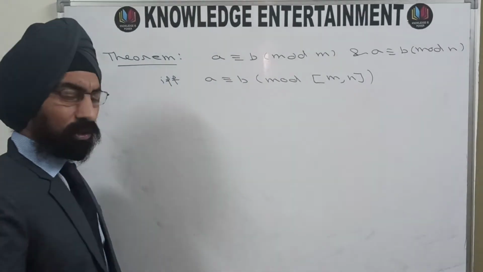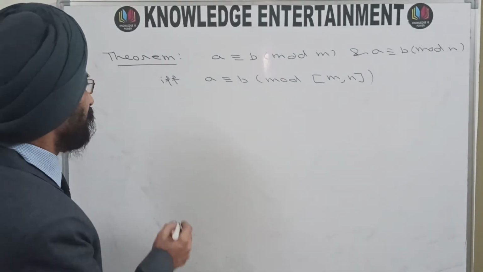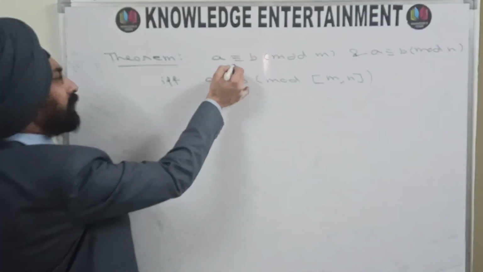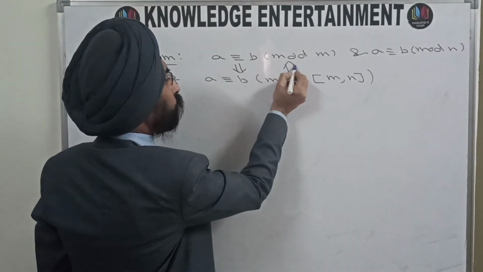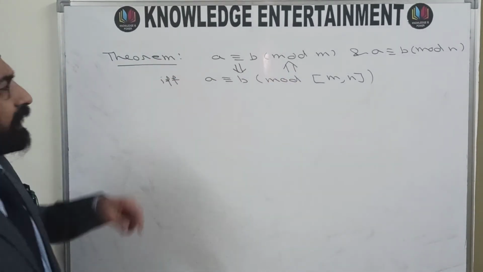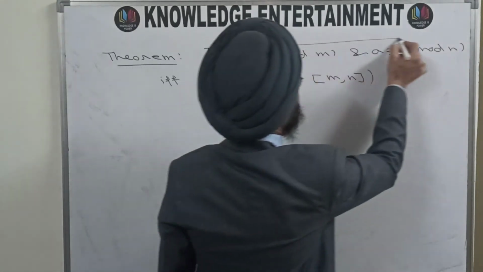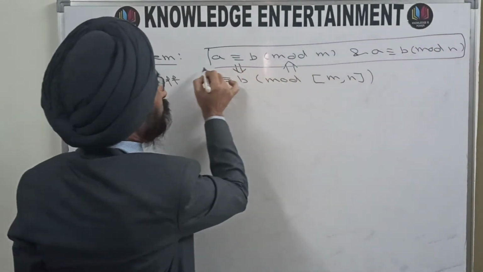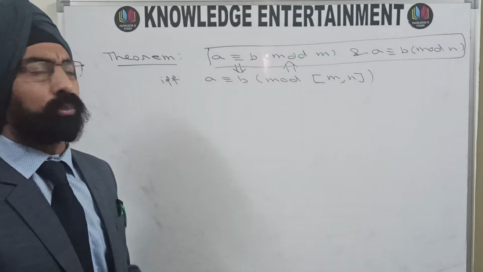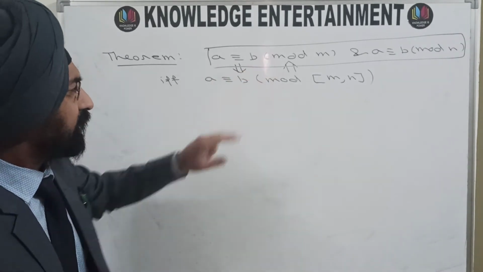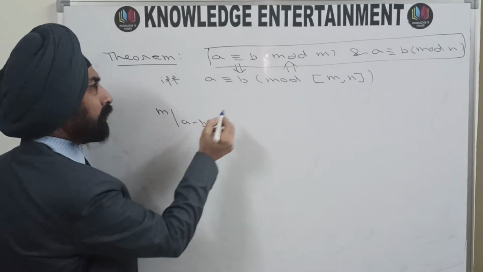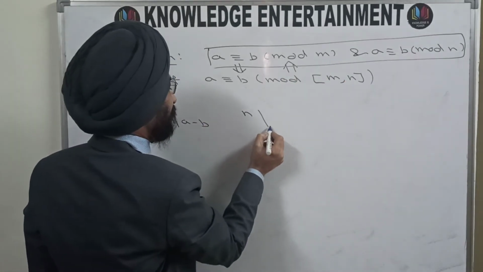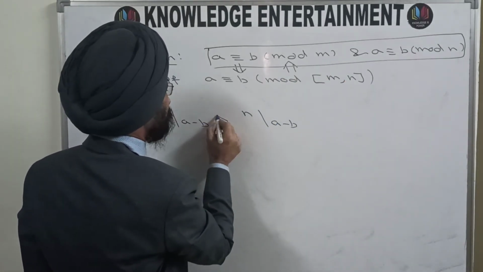And let us see what the proof says. First I am going this way, and since it is if and only if, I will also have to go the other way. So first I suppose that this is given, that is A is congruent to B modulo m and A is congruent to B modulo n. From the first one you can write m divides A minus B. From the second you can write n divides A minus B.